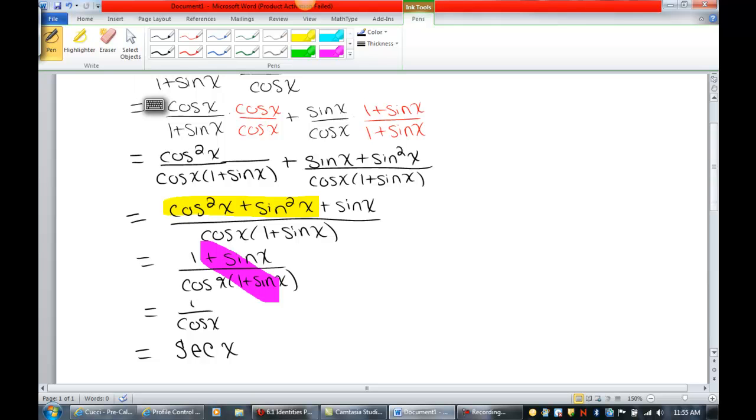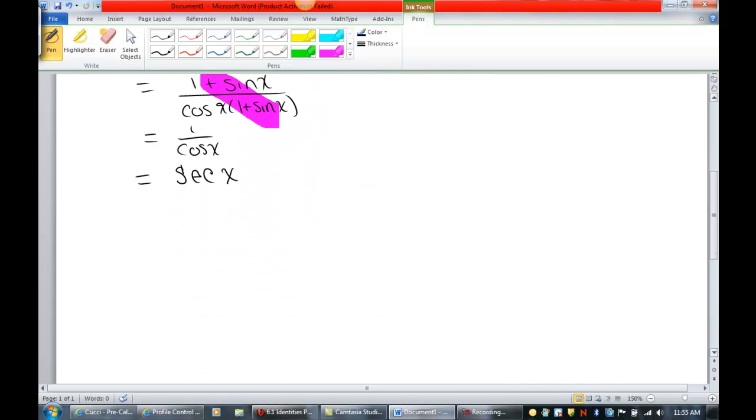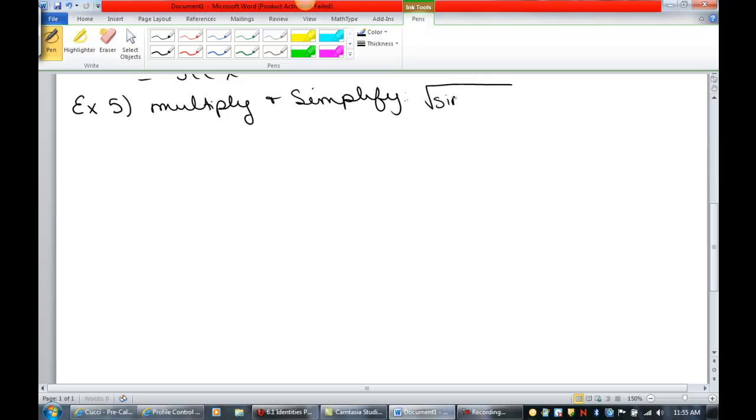Alright, so let's look at another example. This is going to be example 5. The example says multiply and simplify. And we're going to multiply and simplify the square root of sine cubed x cosine x times the square root of cosine x.